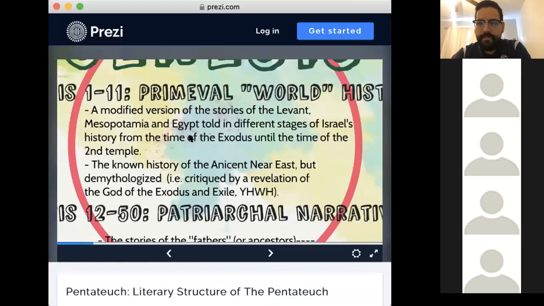We talked about Genesis being a book of beginnings, this kind of primeval world history. This is kind of the way Israel tells its early history, specifically starting with the very beginning, which is the beginning of the entire world in its creative form. So zoom in, and if you go over again, you'll see Genesis 1 through 11. This one right here, and you'll see it there. So you have that primeval world history that's a modified version of the Levant, Mesopotamia, and Egypt creation stories.